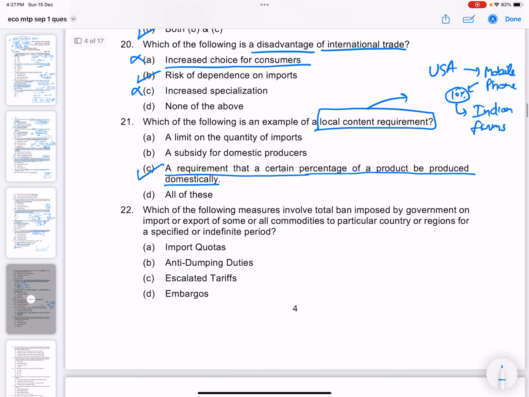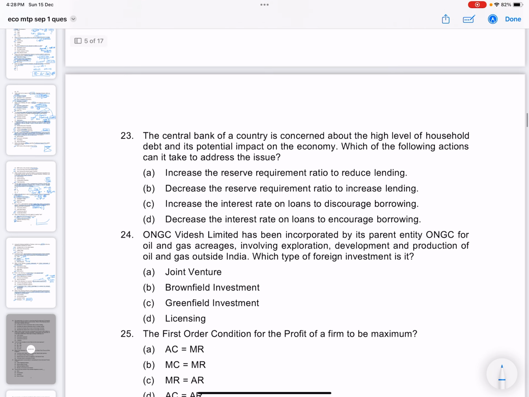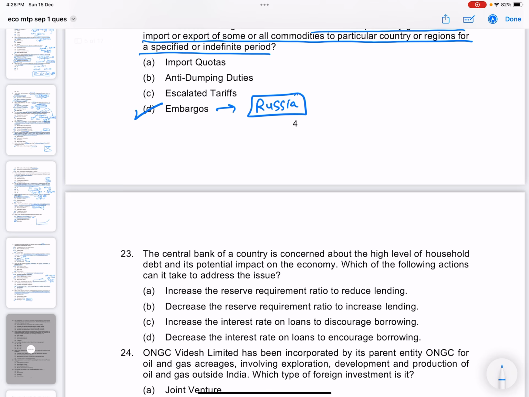Now, moving to the next question. Which of the following measures involve total ban imposed by government on import or export of some or all commodities to particular country or regions for a particular or indefinite period? So what they're trying to say is a ban is being imposed on the countries that they cannot import or export anything. This is a case of embargoes, and this was being imposed on Russia due to Russia-Ukraine war. And even Russia imposed the embargoes on different countries.